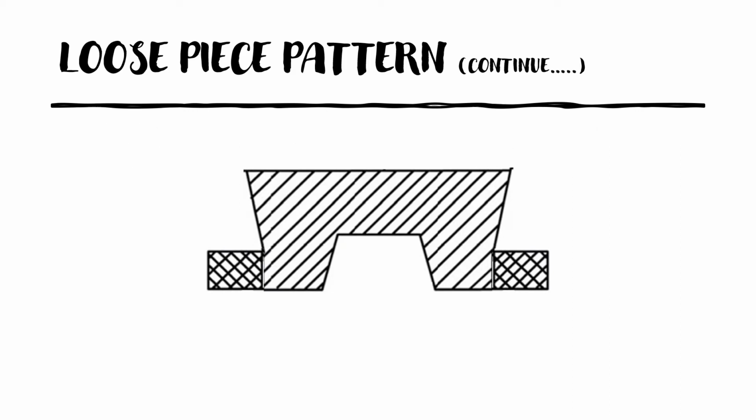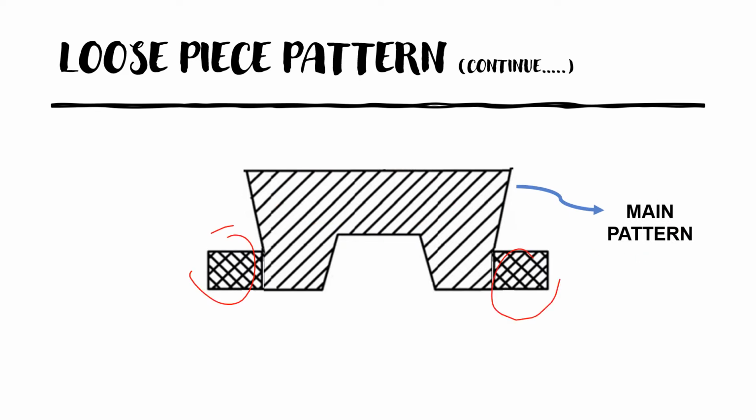In this slide, loose piece pattern is shown. In this figure, the portion with inclined lines is known as the main pattern, and these two parts which have mesh lines are known as loose pieces or loose parts.